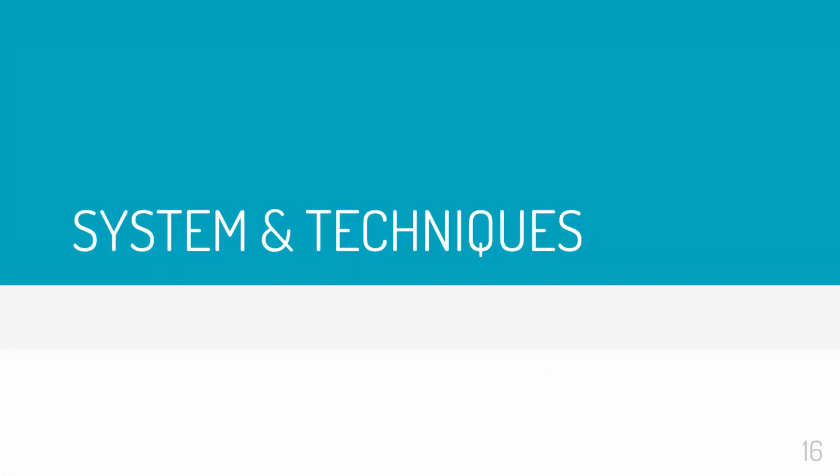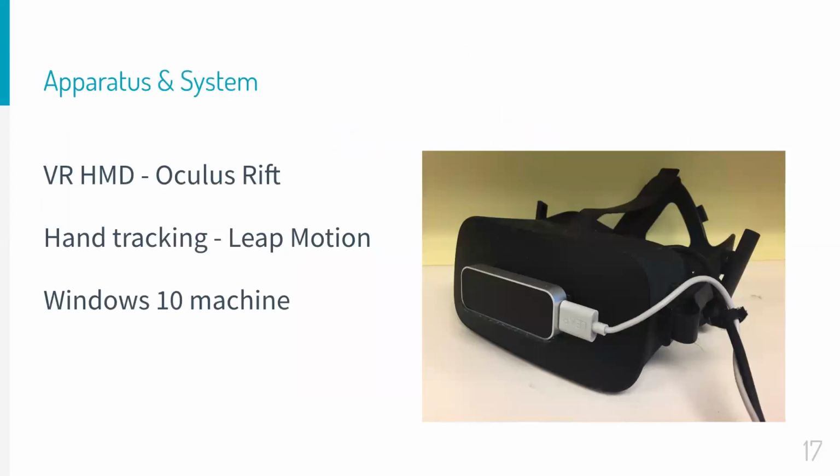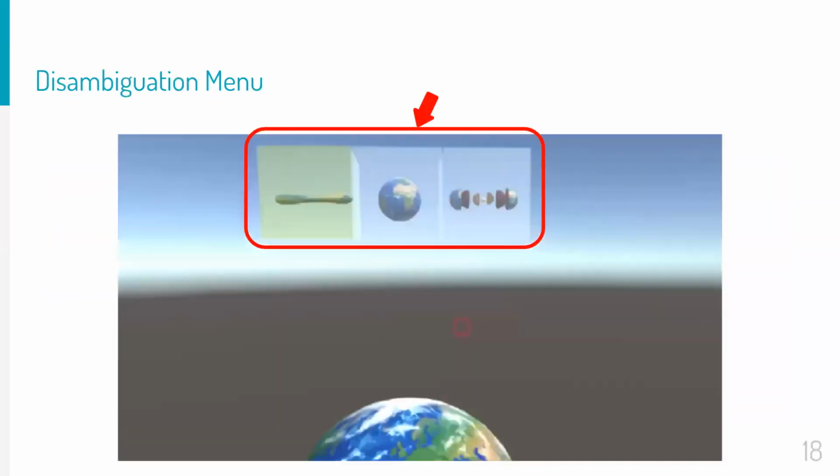Okay, so let's talk about the system and the disambiguation techniques. We developed our system in a VR environment which supports freehand interactions with 3D virtual objects. We used an Oculus Rift as the VR head-mounted display, and we attached a Leap Motion sensor at the center of the headset for hand tracking. And the application is run on a Windows 10 machine.